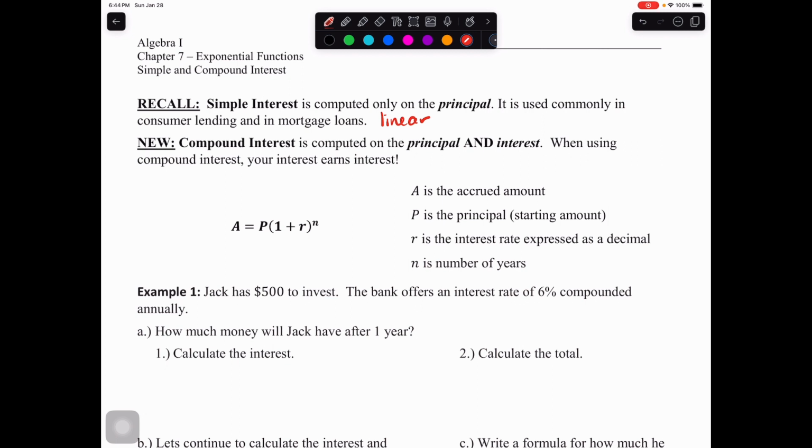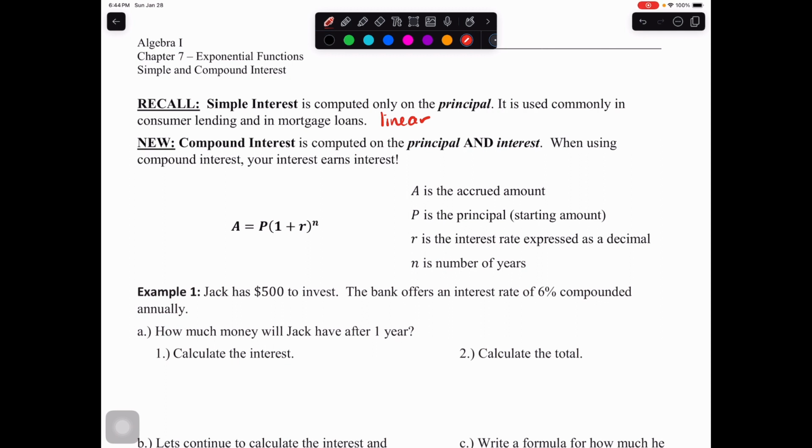Compound interest is computed on the principal and the interest. When using compound interest, you want to think of it like your interest earns interest. The difference here is that when you take the percentage, you get to take the percentage of your most recent total rather than always having to go back to only the original amount that you put in. So let's investigate with the formula and a situation so you can see the difference between this new compound interest versus our simple interest.